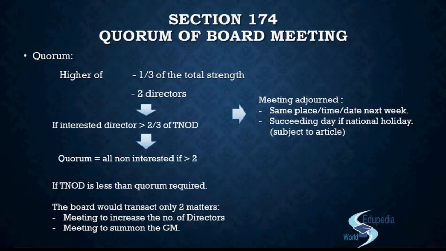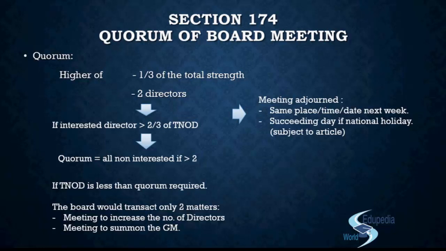So as a conclusion, the decisions that were taken up to the time the quorum was present would be valid. But when the directors left, and the number of remaining directors fell below the limit of quorum, then the subsequent decisions would not be entertained. Right? The subsequent decisions would be invalid.